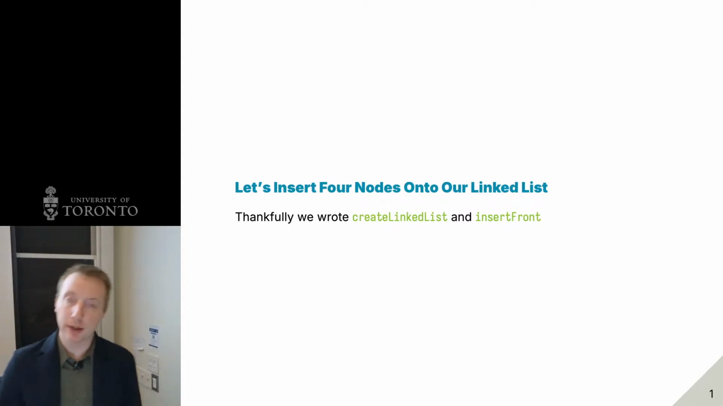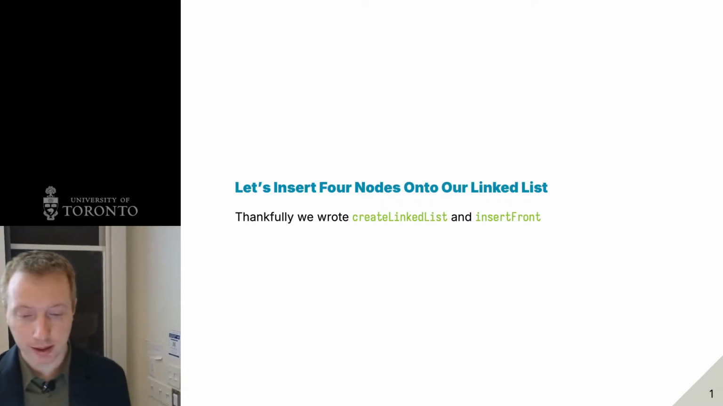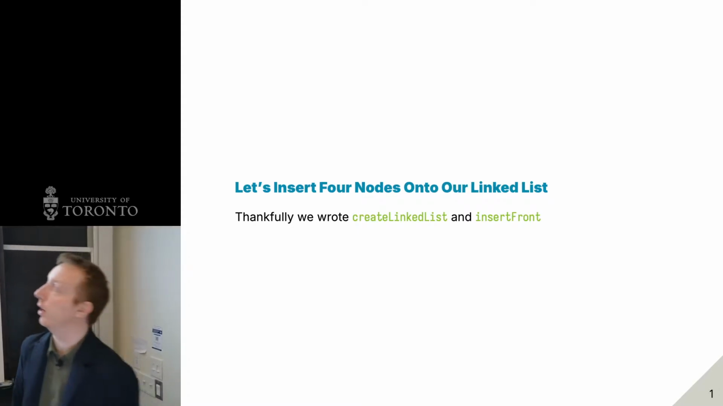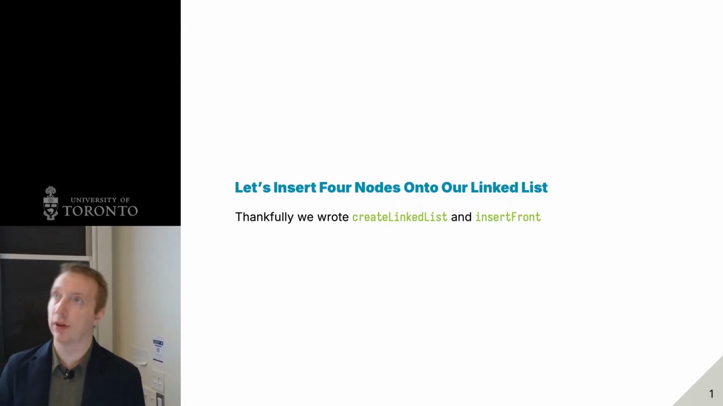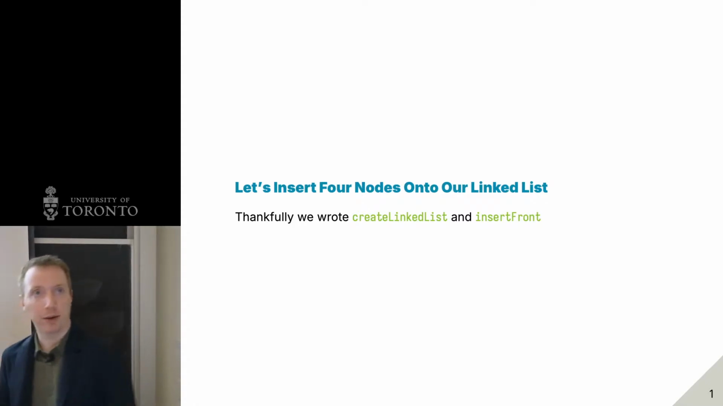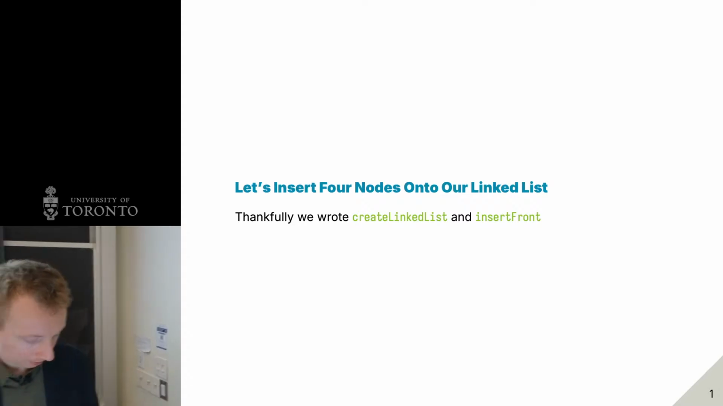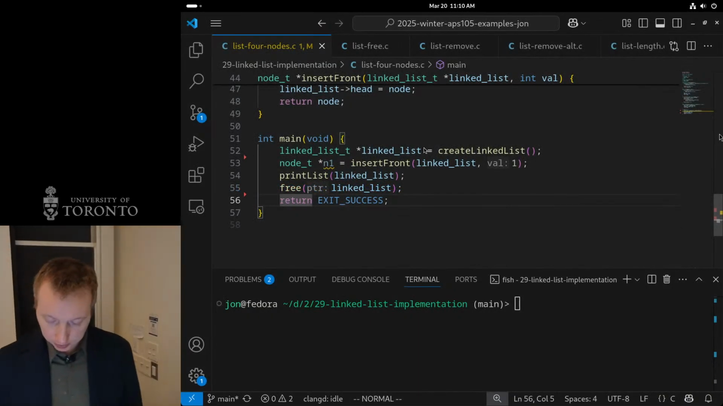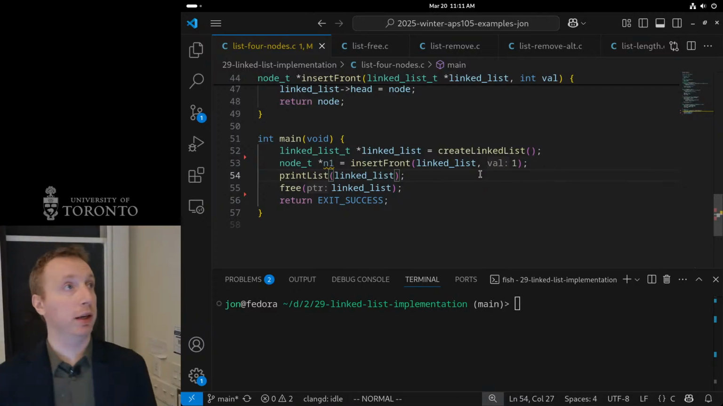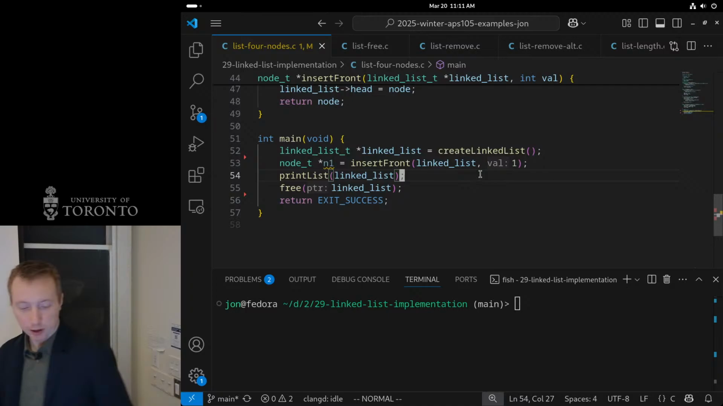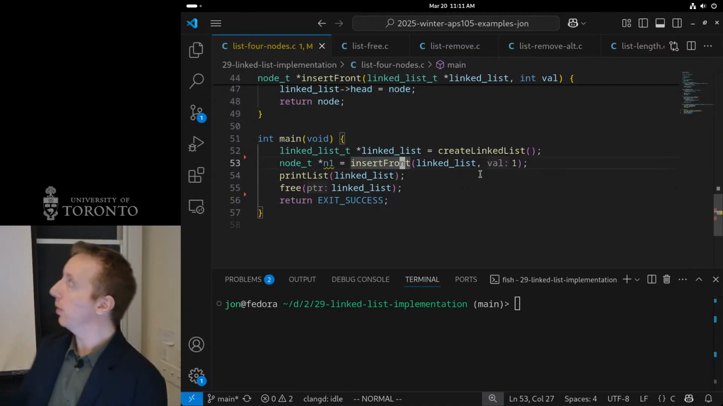Thankfully, based off the last lecture, we created a function called createLinkedList, and we had insertFront. And insertFront, remember, would actually create the node for us. It would dynamically allocate it, so it would malloc it, and then add it to the front of the linked list and modify it. So, if we want to add 4 nodes with the values in order, we would have to add them in reverse order because we're always adding to the front.